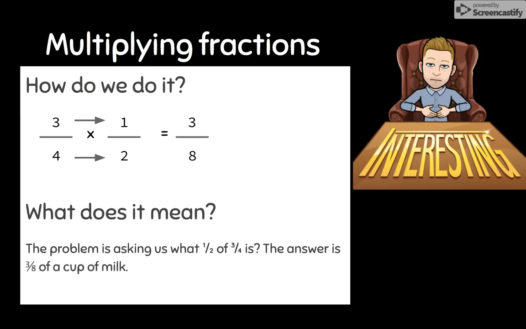So, in the word problem, we started with 3/4 of a cup of milk. However, I'm halving the recipe, so I'm going to go 3/4 times a half. Step 1, multiply the numerators. 3 times 1 equals 3. You can see I'm creating a whole new fraction here, so I write the 3 on the top. That's my new numerator. I then need to multiply the denominators together, which are 4 and 2. 4 times 2 is 8. So I write that on the bottom.